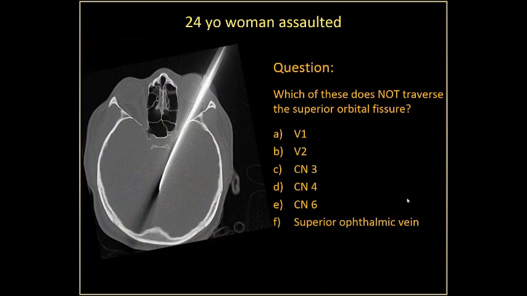Now, which of these structures does not traverse the superior orbital fissure? And the correct answer is V2. So through the superior orbital fissure, we have V1, V3, or cranial nerve 3, cranial nerve 4, 6, and the superior ophthalmic vein. V2 is the only one here that does not traverse the superior orbital fissure. It in fact goes through the inferior orbital fissure.